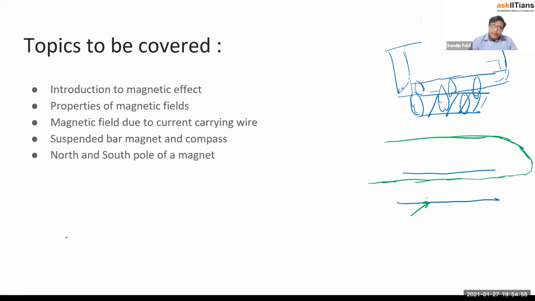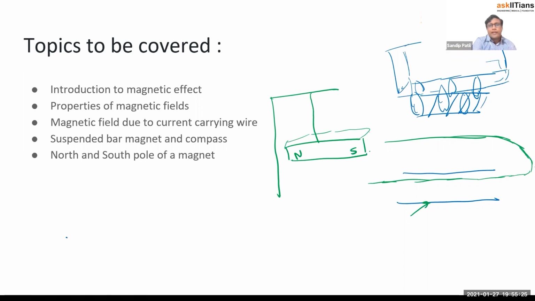Simple, right? Then the next topic we want to cover is a suspended bar magnet. Bar magnet we already know. A bar magnet is this type of magnet with north and south pole. North represents the north direction, south represents the south direction, obviously. What is the meaning of suspended bar magnet? Suspended means let's hang this magnet. Hang, right? This is called a suspended bar magnet.